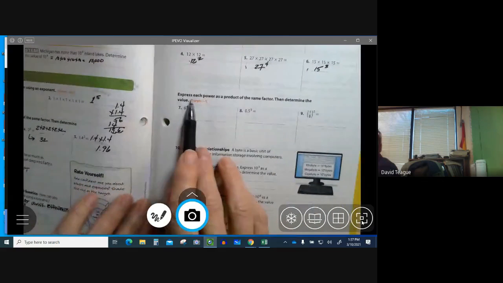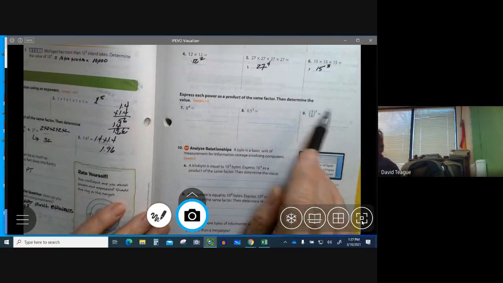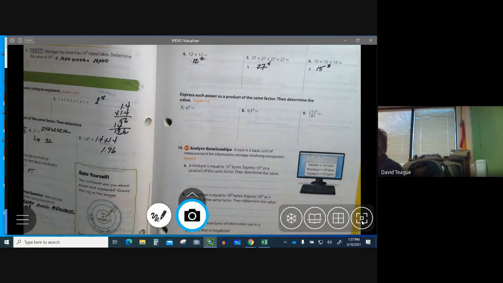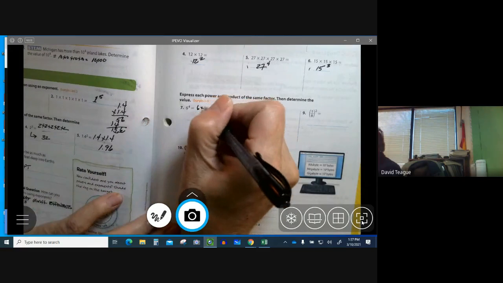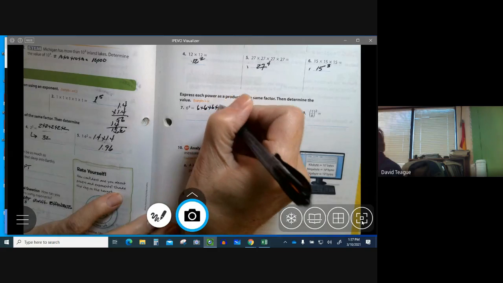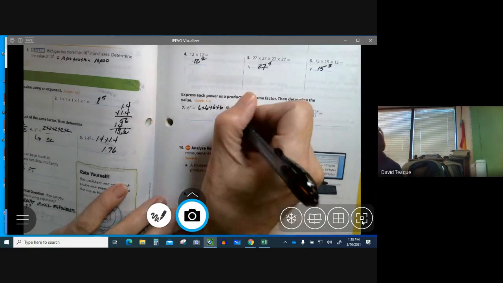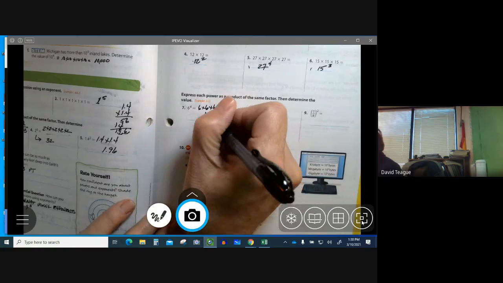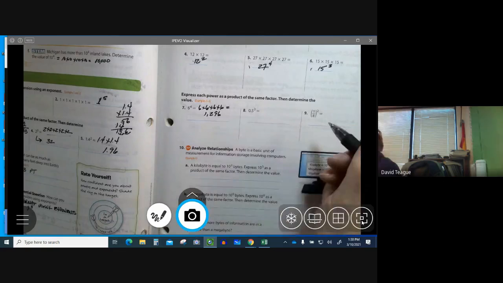Okay. Express each power as a product of the same factor, then determine the value. So now we're going the other direction. Now we're taking the base and the exponent and getting a result, right? So 6 to the 4th power is 6 times 6 times 6 times 6, right? So this, if you do all the math, which I'll just put down to save some time, is equal to 1,296.